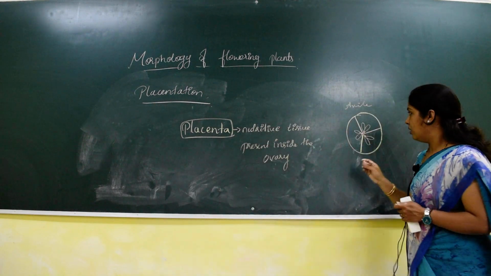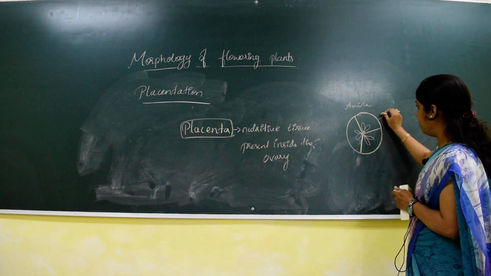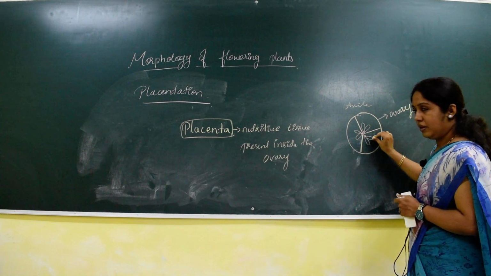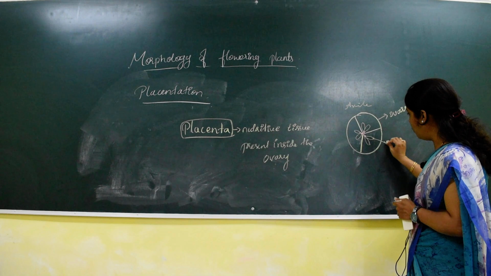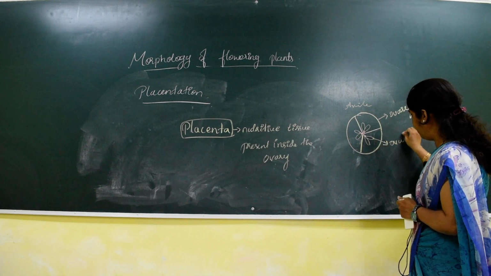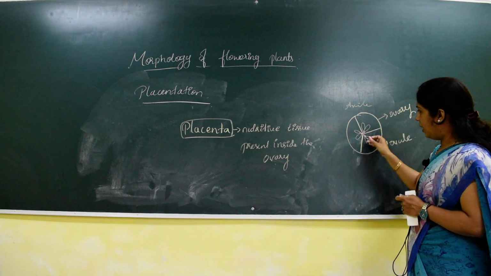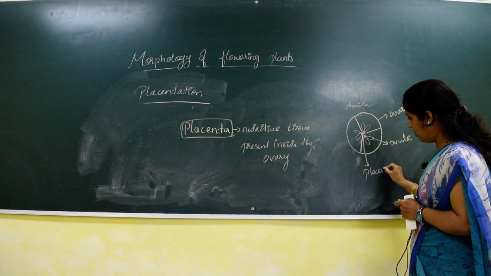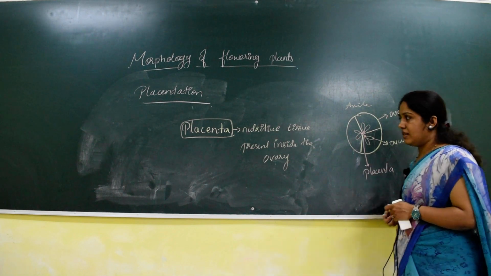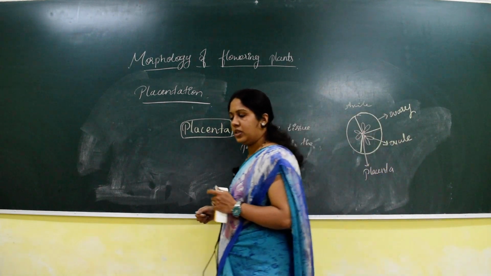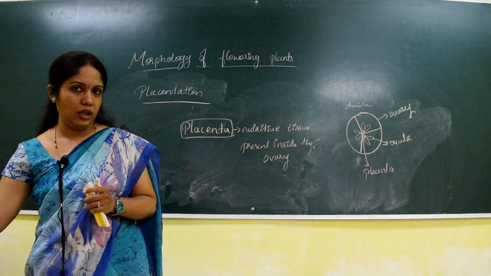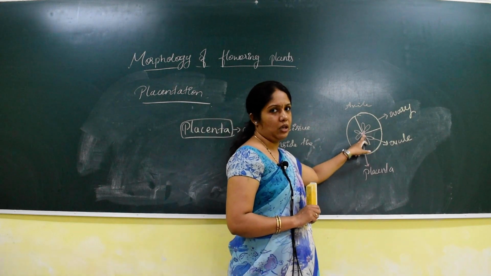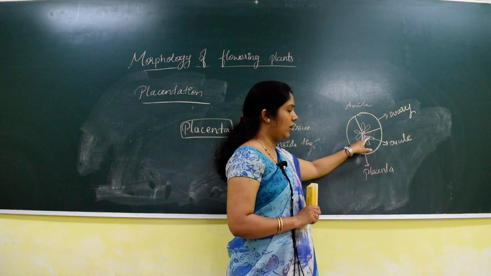ಅರ್ಥ ಆಯ್ತಾ? ಇದು ಔಟ್ಸೈಡ್, ಇದು ಓವರಿ. ಇಲ್ಲಿ ಒಳಗಡೆ ಬರ್ದಿದ್ದೀನಲ್ಲ, ಇದು ಓವ್ಯೂಲ್. And whatever I have written in pink, this is placenta. So what is placenta? It is a nutritive tissue which is present inside the ovary, which connects the ovule with the ovary. ಓವರಿ ಒಳಗಡೆ ಓವ್ಯೂಲ್ಸ್ ಇರುತ್ತೆ.